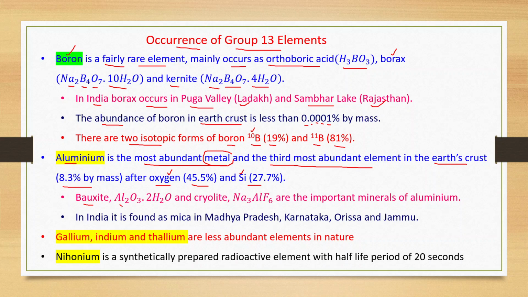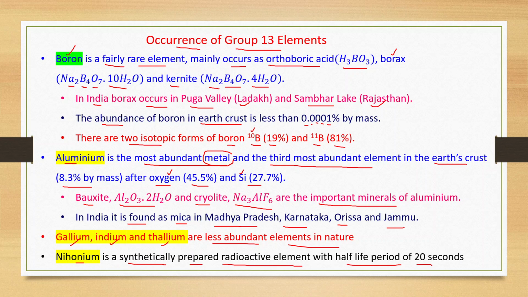Bauxite Al2O3.2H2O and cryolite Na3AlF6 are the important minerals of aluminium. In India, it is found as mica in Madhya Pradesh, Karnataka, Orissa and Jammu. Gallium, indium and thallium are less abundant elements in nature. Nihonium is a synthetically prepared radioactive element with a half-life of 20 seconds.